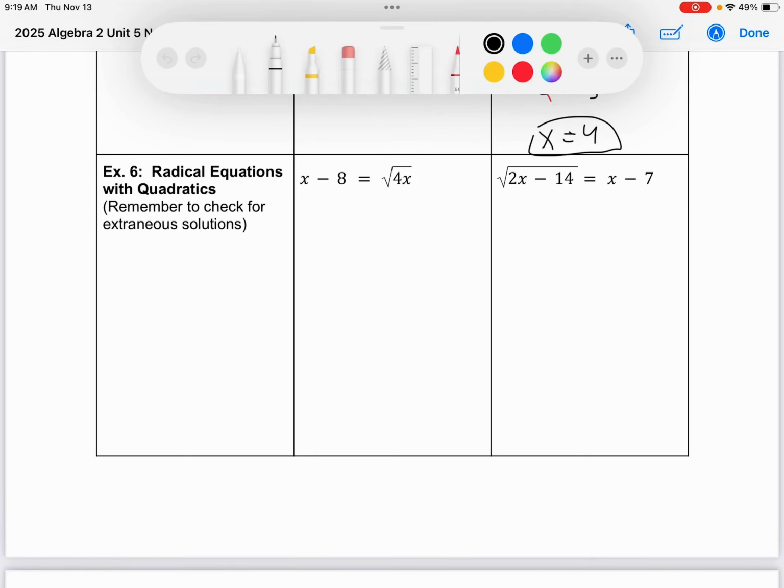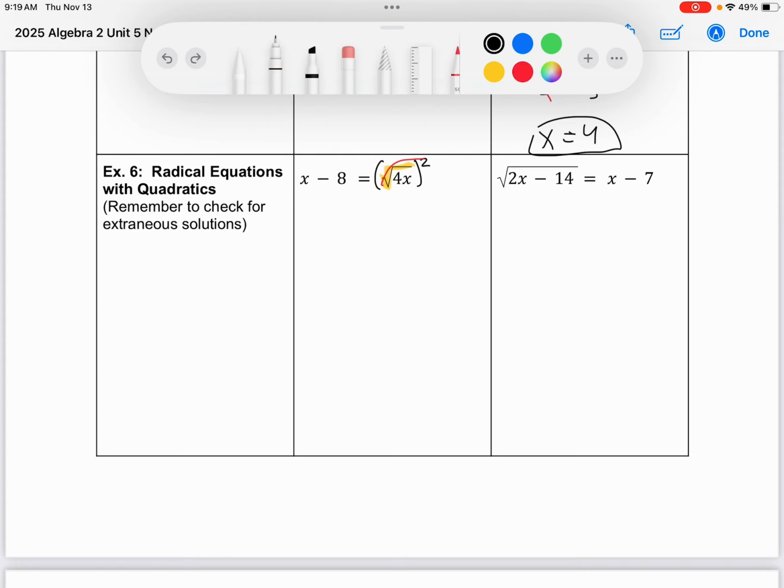All right, example 6, last part for this lesson. We are looking at some more equations that have radicals that we're trying to eliminate. So here I have the square root of 4x, and in order to eliminate that, we should know by now that we need to square both sides of this equation, because that will eliminate the radical. I need to do that to both sides.